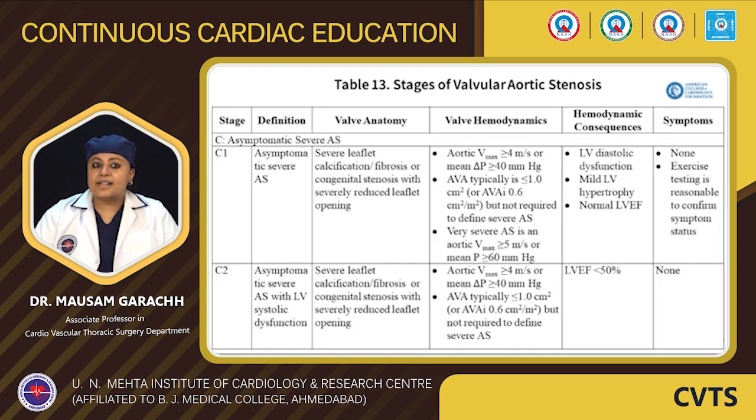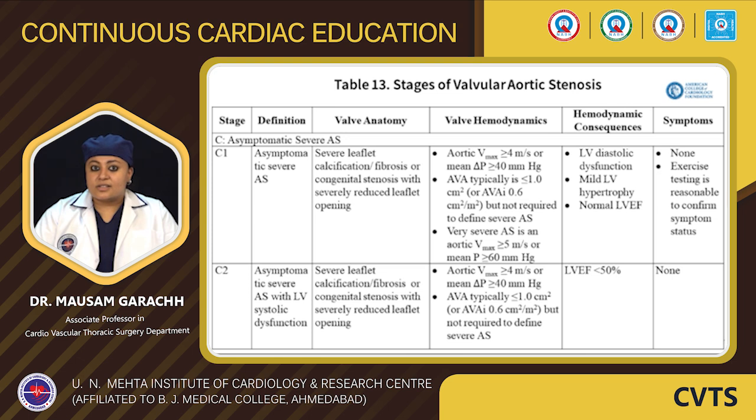Now, stage C, that is asymptomatic severe aortic stenosis. C1, that is asymptomatic severe aortic stenosis, the valve leaflet would show severe calcification, fibrosis, or congenital stenosis with a severely reduced leaflet opening. The hemodynamics would be the velocity more than 4 meters per second, mean gradient more than 40 millimeters of mercury. The valve area would be typically less than 1 centimeter squared.